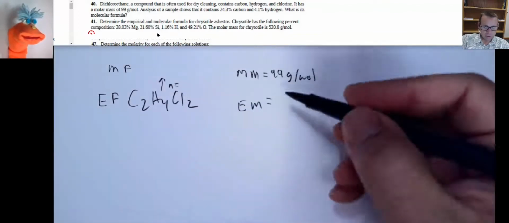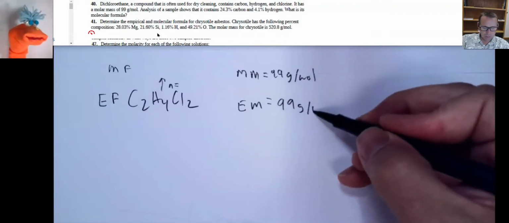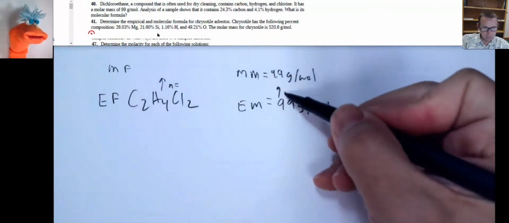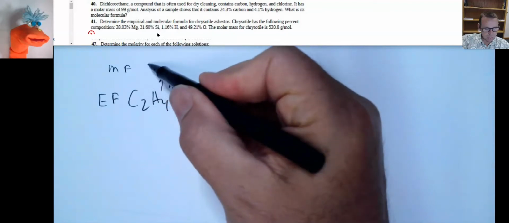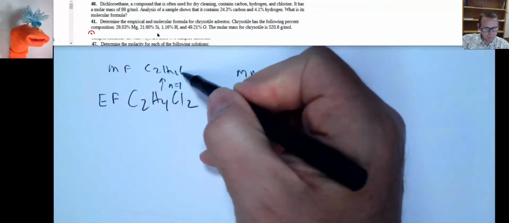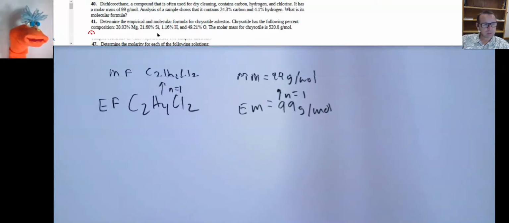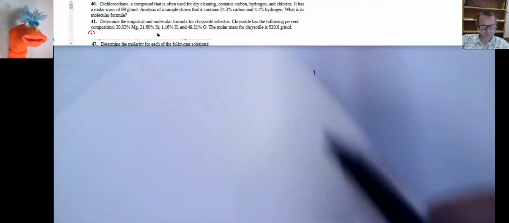All right. So what does that tell us? The empirical mass is the same as the molar mass? How can that be? Well, it just means that the multiplier here is 1. That's right. And if n equals 1, then the molecular formula is C2H4Cl2, right? So the empirical formula and the molecular formula are the same in this case. Okay, good stuff.